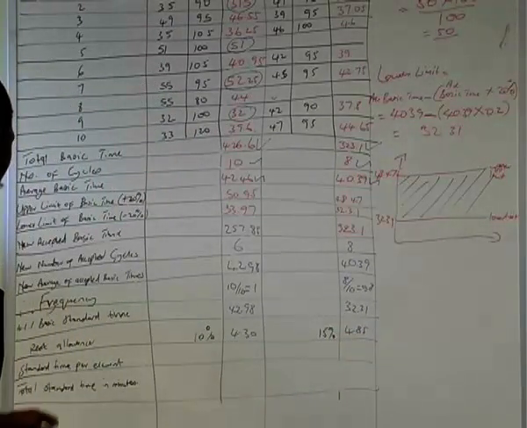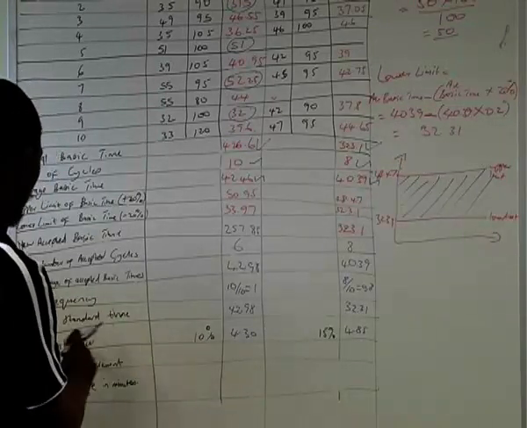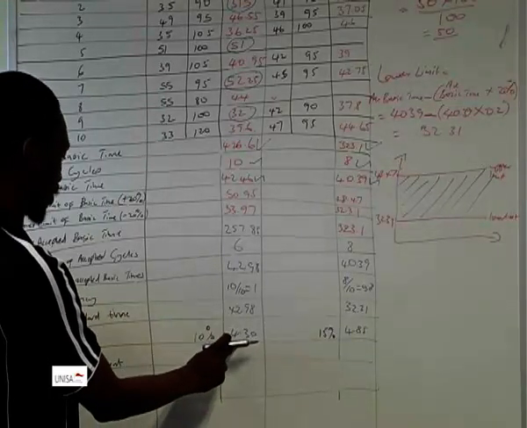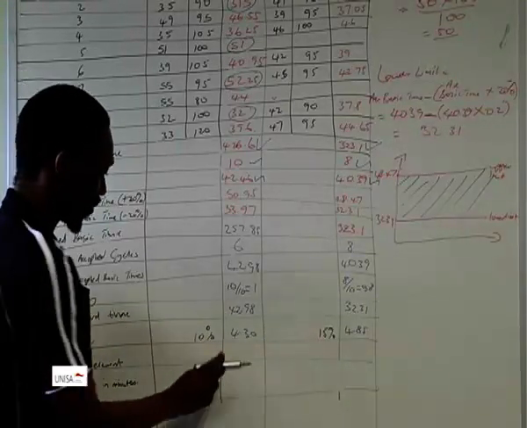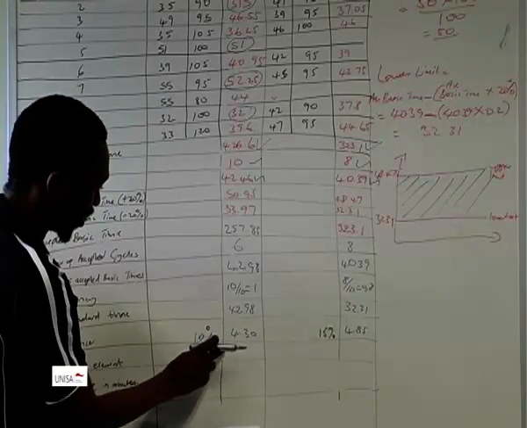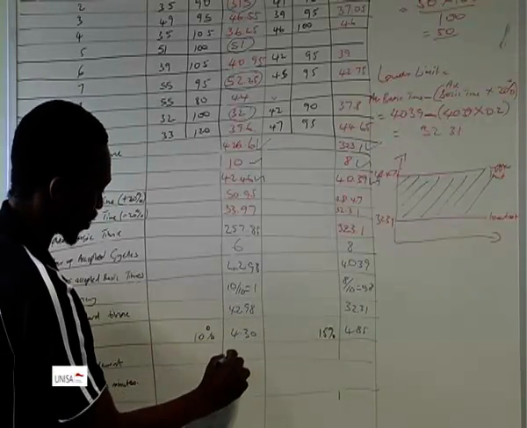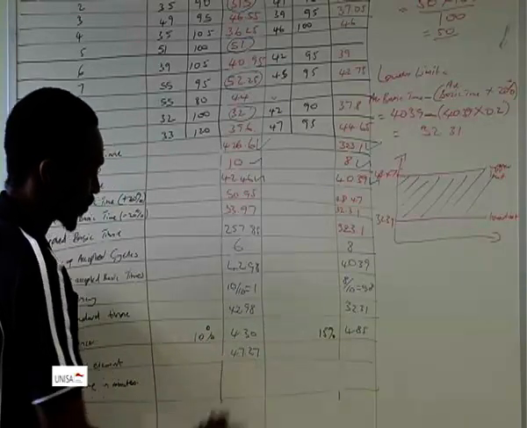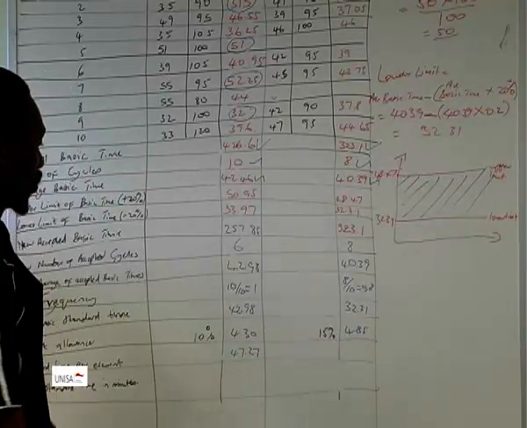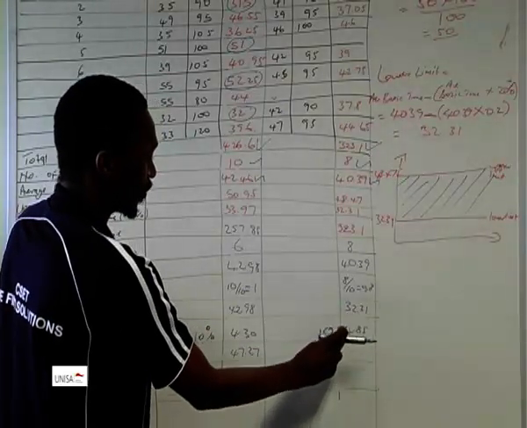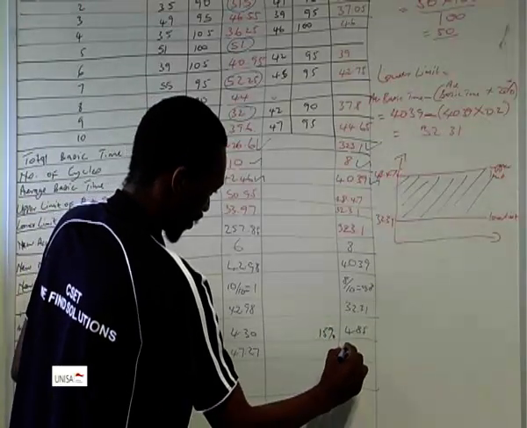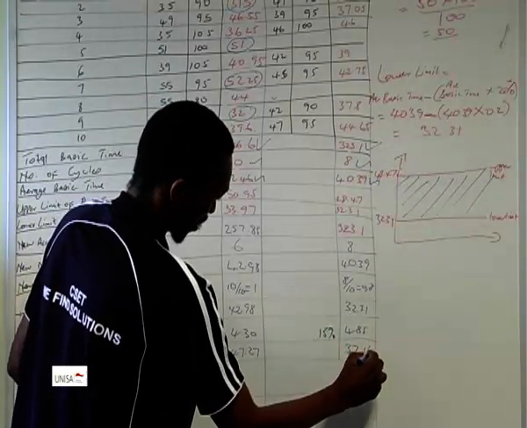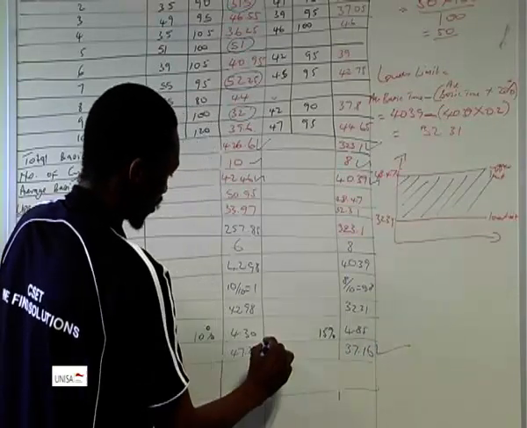Okay? Now to calculate the standard time per element, you add your basic standard time with your allowance. You add both to get your standard time per element. So 42.98 plus 4.30, it will be 47.27. You do the same for element 2. You add 32.31 plus 4.85 to get your standard time per element, which is 37.16. For this, I'll give a mark for that and a mark for that.